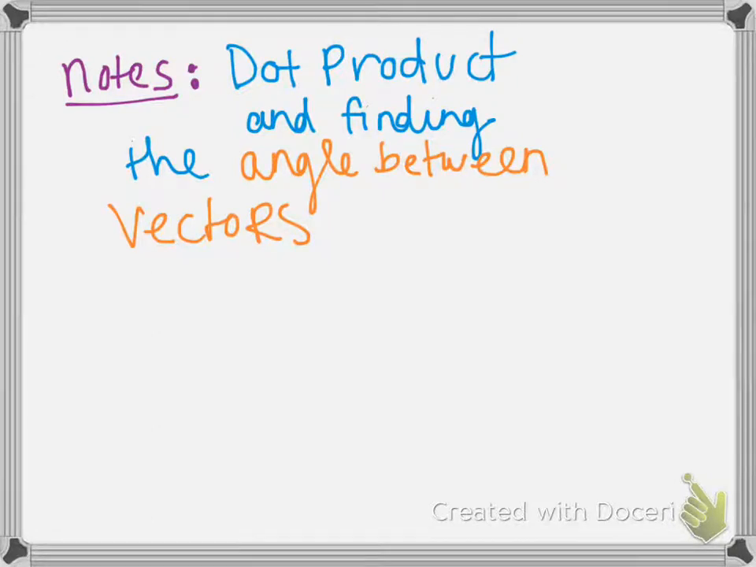Students, this is notes on dot product. So we did that at the very end of class. I'm just going to go over that briefly, just as a quick review. And then also how to find the angle between the vectors, because we did not have time to go over the formula for that. Okay?